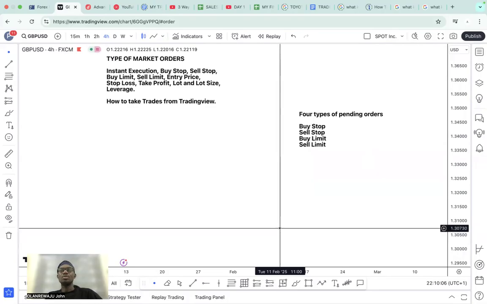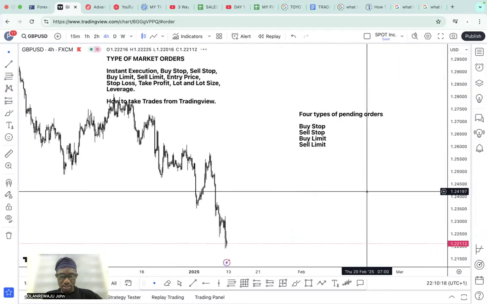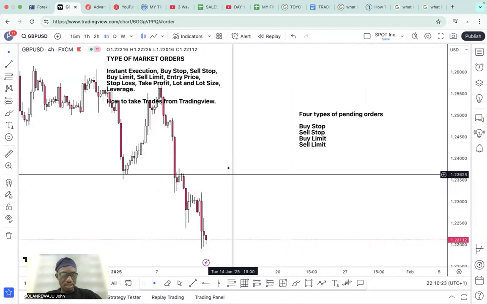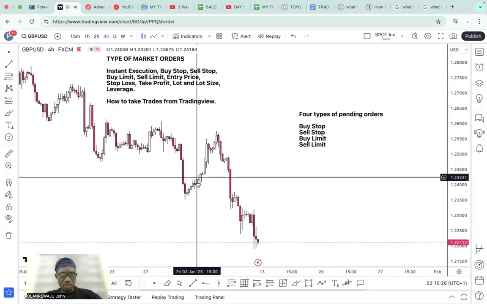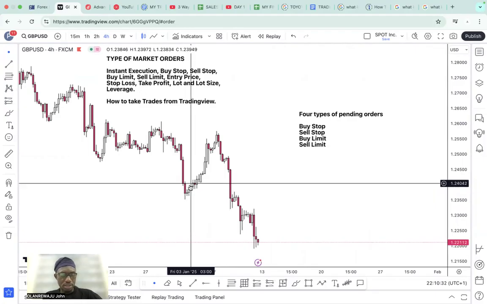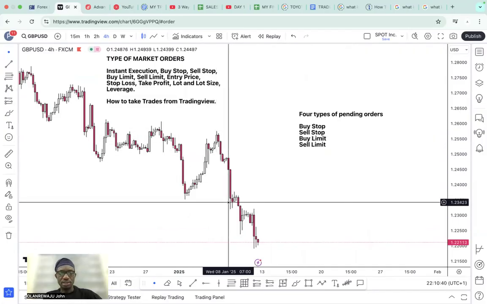And what a pending order simply means is that, oh, I want to engage this market, but not now. From the look of things, let's go to the chart and take an example. Let's say you were looking at GBP USD, maybe when it was still somewhere here, and you had that conviction based on what you've been taught that the market should come back up before coming down to create a lower high and then follow it to create a lower low.